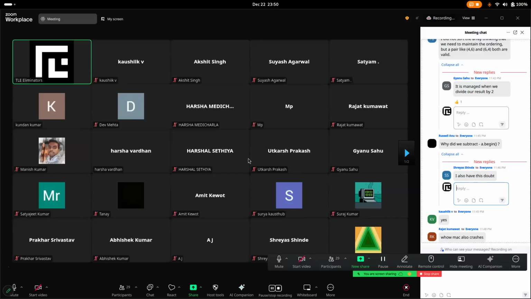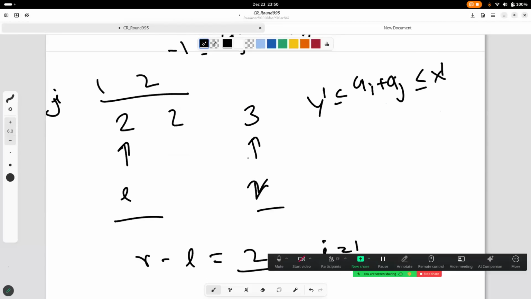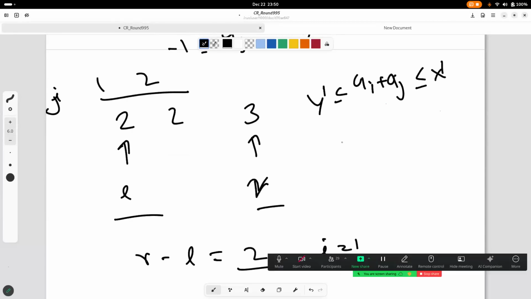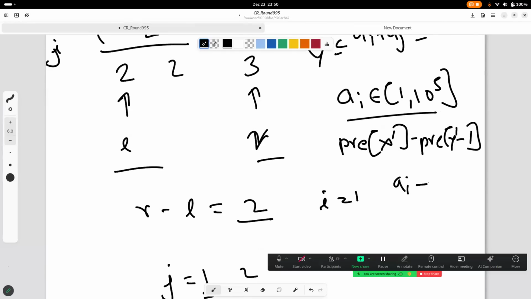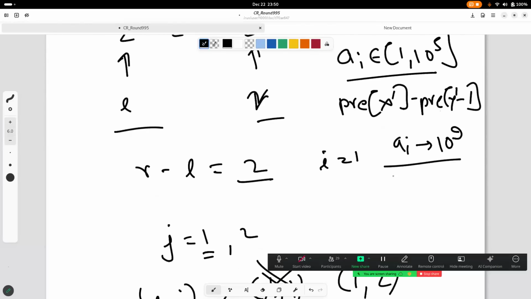If you fix a of i, and if you had better constraints on a of i, like a of i between 1 and 10 to the power 5, then you could use a prefix array and say the answer is prefix of y' minus prefix of x' minus 1. But your a of i is up to 10 to the power 9 here, so one way or another you need binary search.